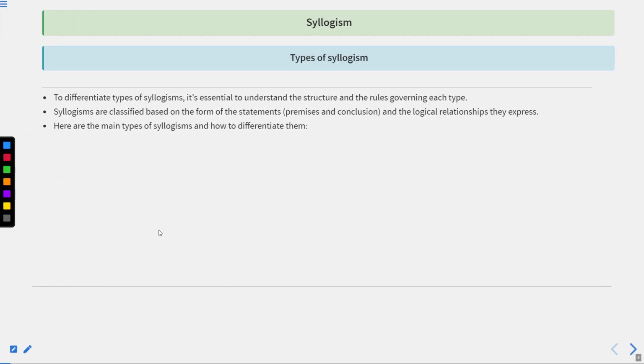Then we have talked about the different types of syllogism, and why is it essential? It is essential to understand what exactly the rules are that govern syllogism, and obviously they depend on the types of syllogism. And the last point is that each type will have premises and a conclusion which are related to each other.